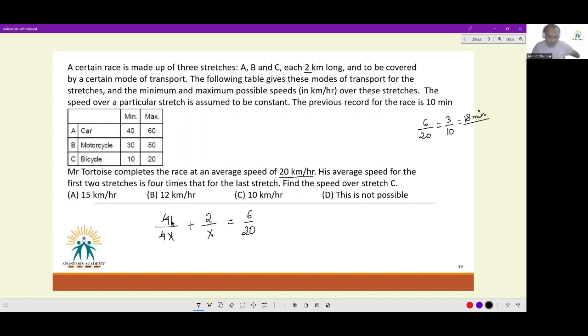So in this goes, I get 1 by x, 2 by x. I get 3 by x is equal to 6 by 20, or x is equal to 10 kilometers per hour.